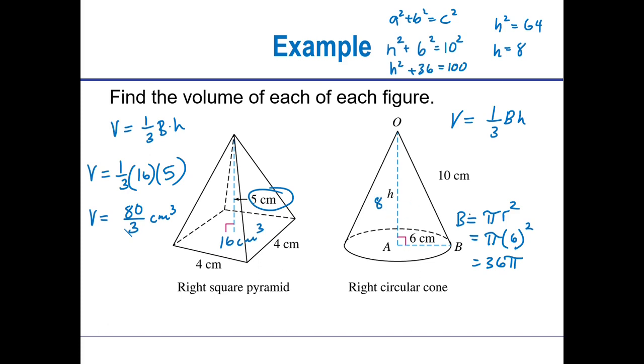And now we can use our formula to calculate the volume. The volume is equal to 1/3 base times height. So the volume is equal to 1/3. The base, or the area of the base, is 36 pi times the height, which is 8. Multiplying all of this out, we have the volume of our right circular cone is 96 pi centimeters cubed.